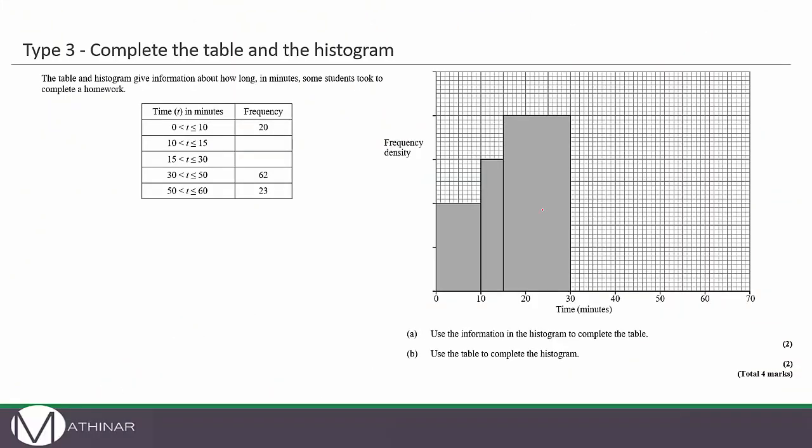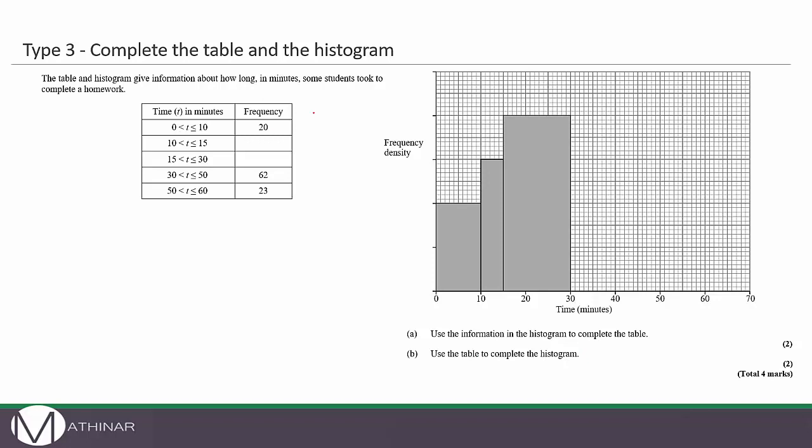Let's have a look at this one. So this is a type 3 where you have an incomplete table, because we're missing some values here, and an incomplete histogram, because we're missing some bars here. And what we need to do is use the information in the histogram to complete the table, and use the table to complete the histogram.